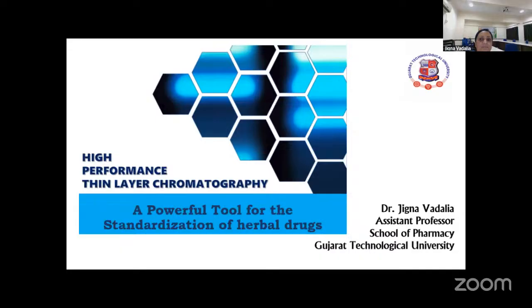Standardization means equalization of the quality through all stages of processing, from herbal drug cultivation to the extract preparation to the finished product. So quality should be maintained throughout all the process. It is called standardization. Now second question is why standardization is required. As we all know, standardization is required for the quality, safety, and efficacy.